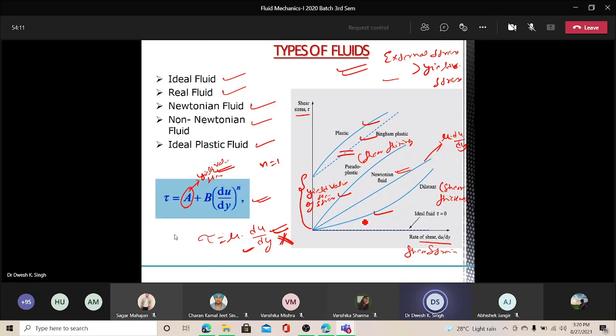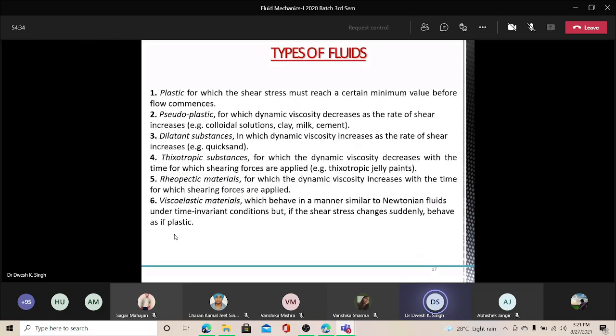Then we move to another behavior like shear thinning and shear thickening. For shear thickening, for this fluid your n is greater than 1, and for this one n is smaller than 1. Okay, so when we put this, we will come out with this type of flow. The example is basically for this type.